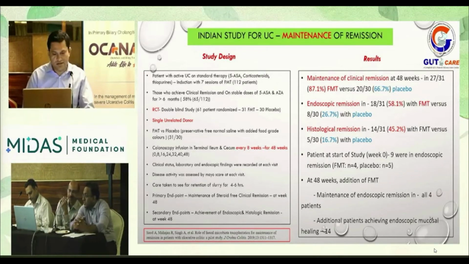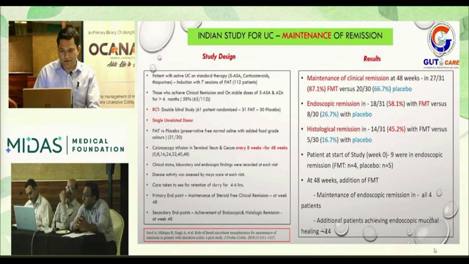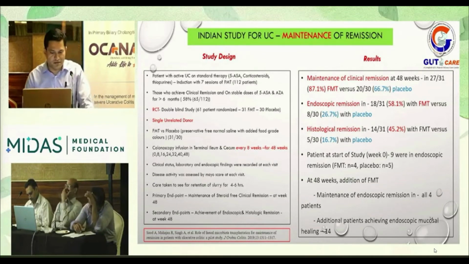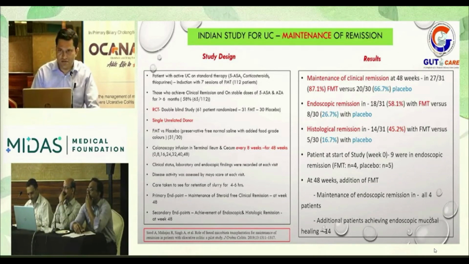But here they used only a single, unrelated donor, rather than multi-donor. And again, 7 sessions of FMT were given every 8 weeks for 48 weeks. The primary endpoint was maintenance of steroid-free clinical remission at week 48, and secondary endpoints were endoscopic and histological remission at week 48. Again, the results were very good.